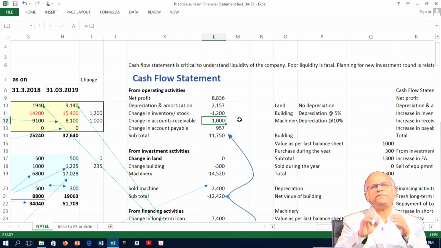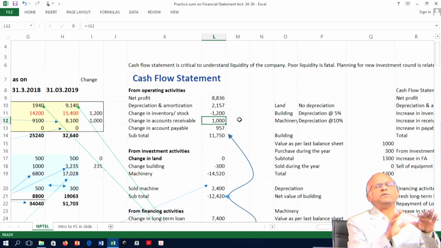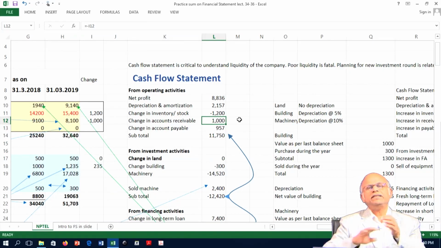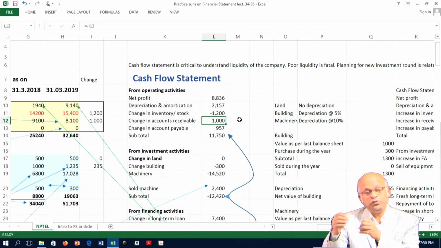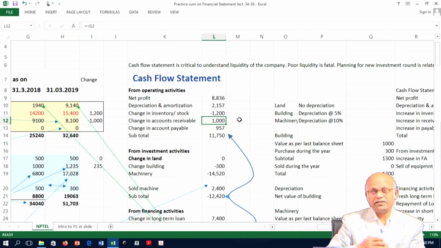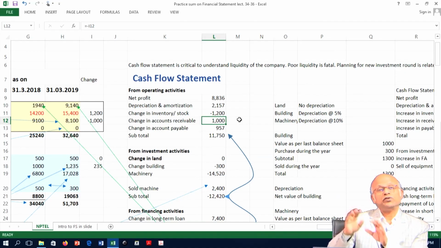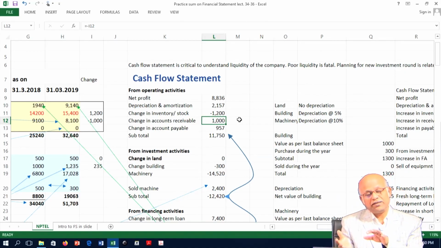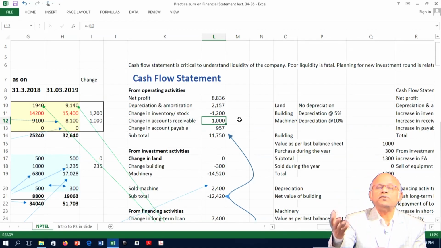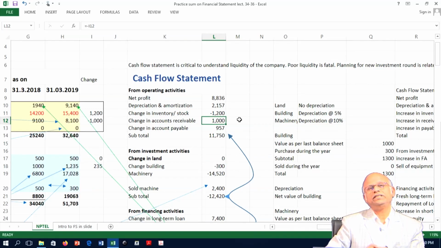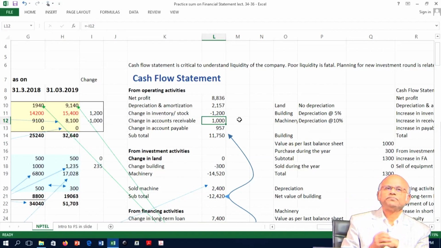On the contrary, if receivable goes down, suppose last year receivable was 10,000, this year suppose receivable is 7,000. So, your money that was due from the buyers, dealers, distributors or customers, that was 10,000. Whereas, as at the close of business this year, the receivable has gone down to 7,000. That means, you have recovered some additional 3,000 rupees over the period of the year. So, money has come in. So, if there is a reduction in receivable, there is a positive cash flow by that amount.